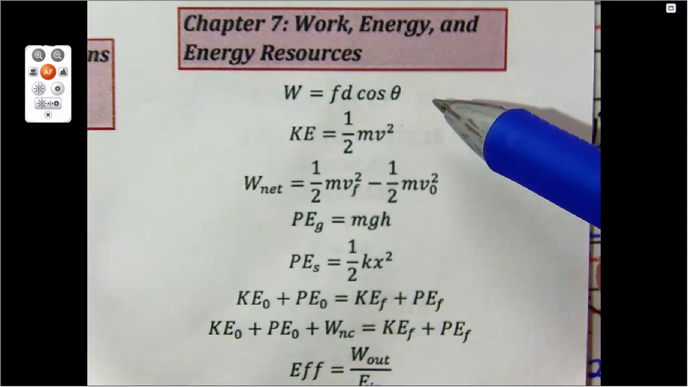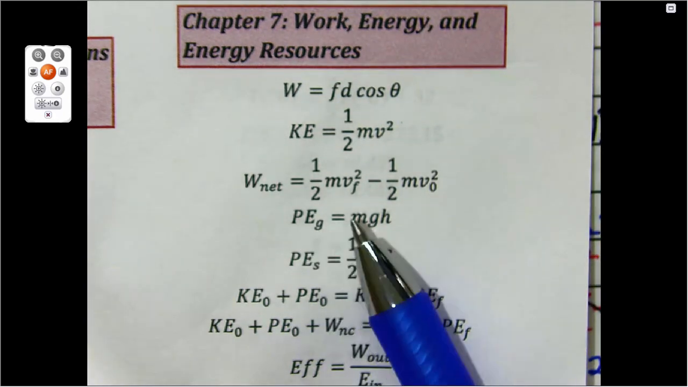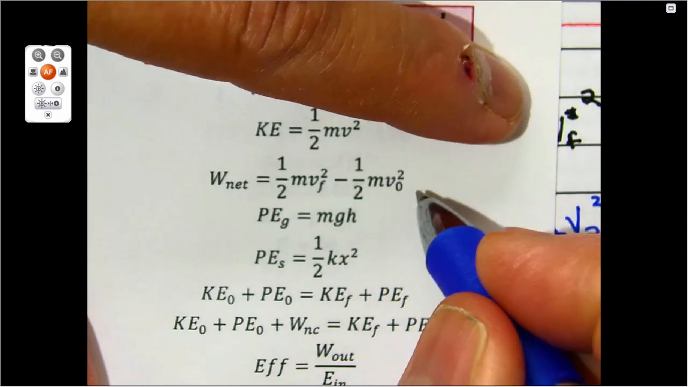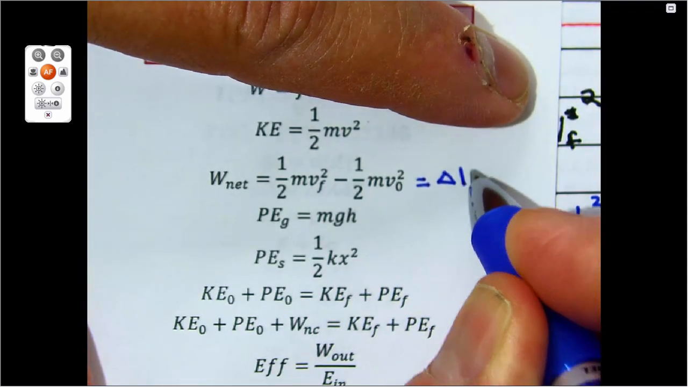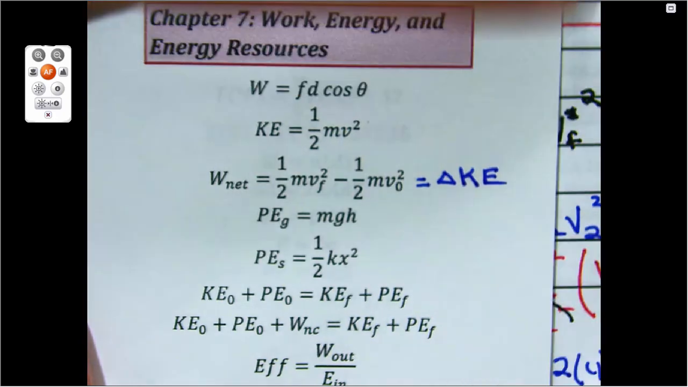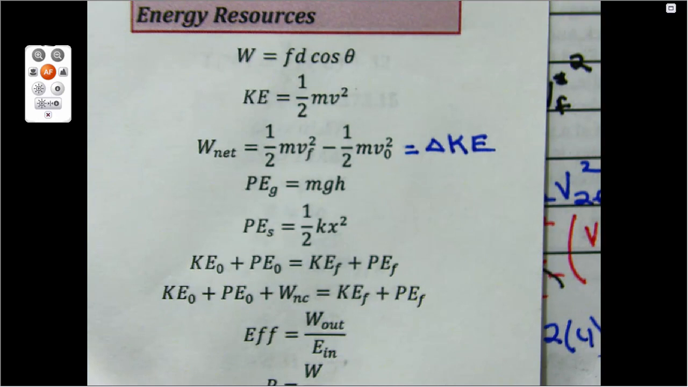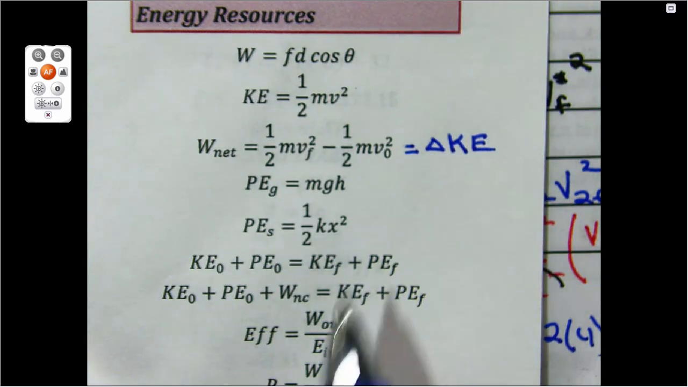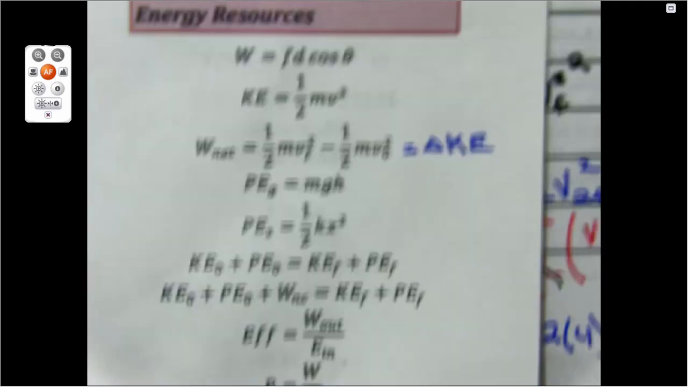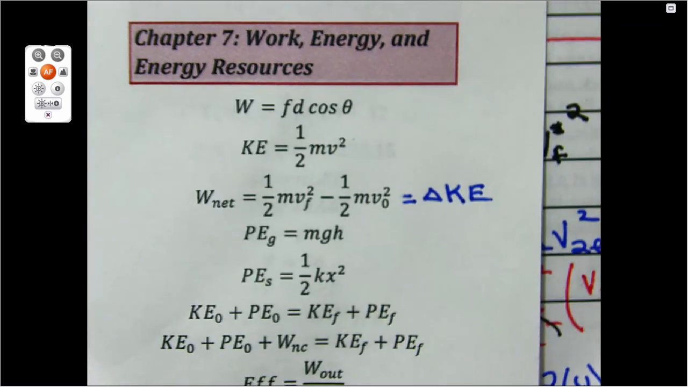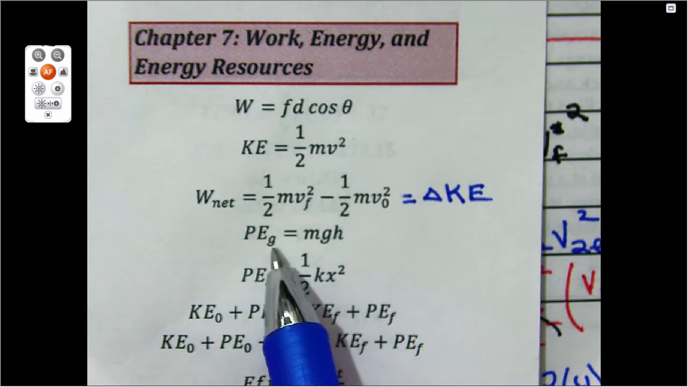Force times distance, cosine theta. Here's our kinetic energy. Here's our net work, and we can add to this, which is equal to the change in kinetic energy, right? Our net work is equal to change in kinetic energy, which is 1/2 mv final squared minus 1/2 mv initial squared. Here's our potential energy, mgh. They have potential energy due to gravity.